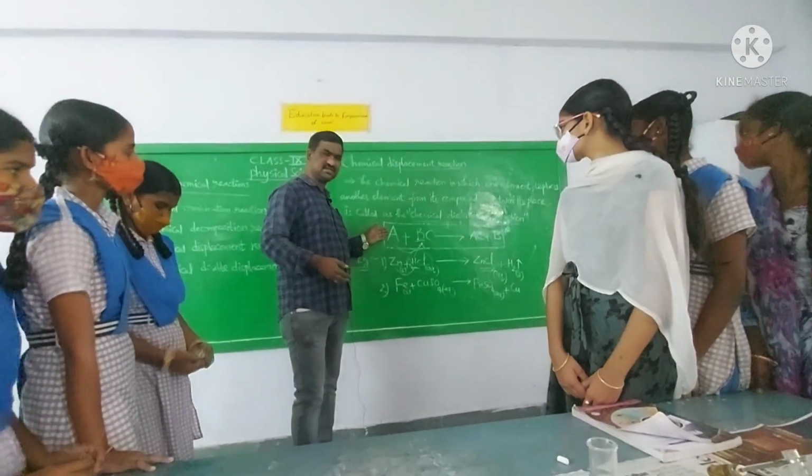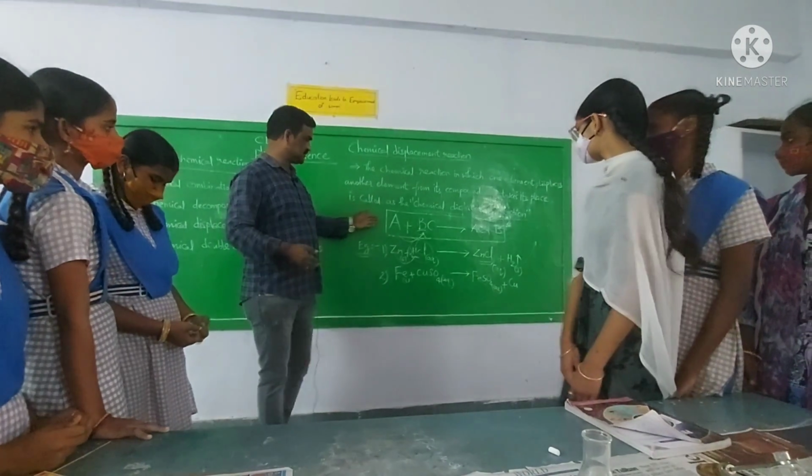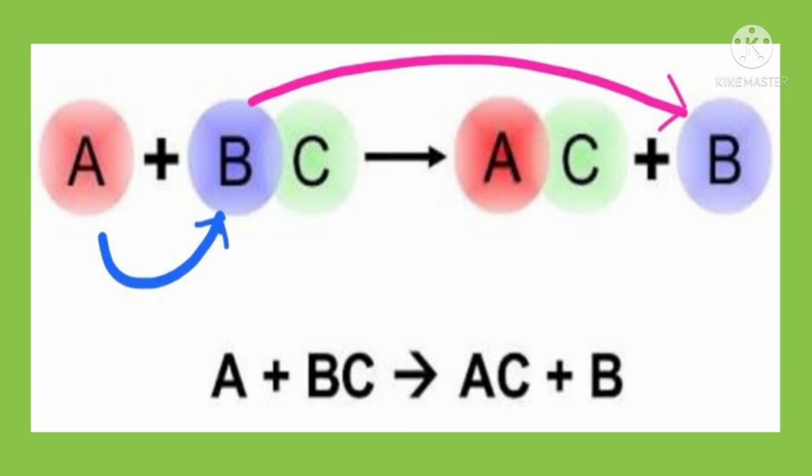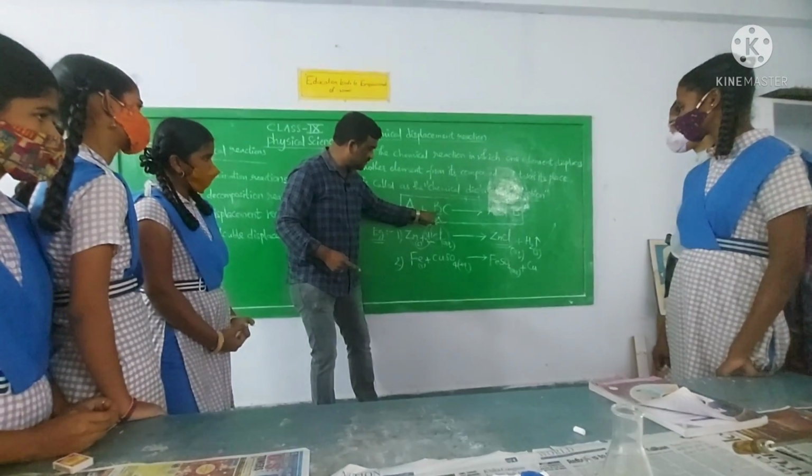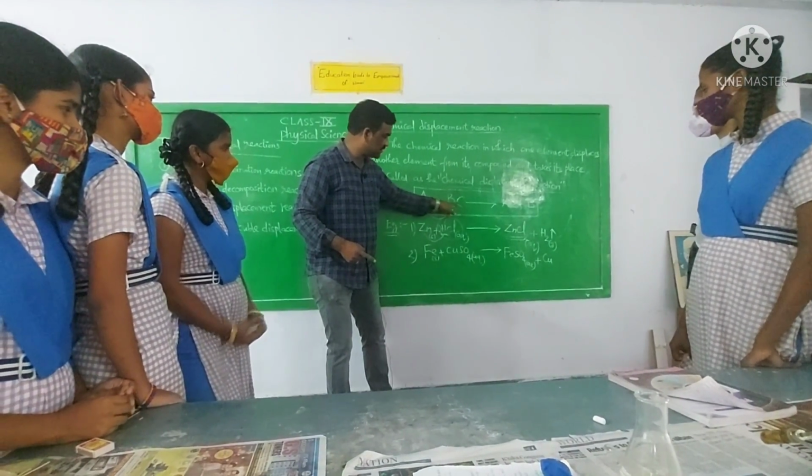So the generalized equation for the chemical reaction is A + BC gives AC + B. Children, here A is an element, BC is a compound. So here A is reacting with BC. After the reaction you can observe a new substance AC and the displaced element B. So what is going on here? Whenever A reacts with BC, A displaces the element B from its compound BC.